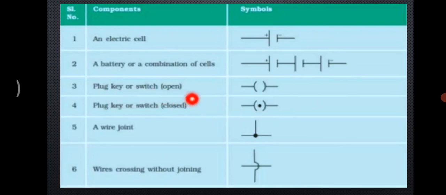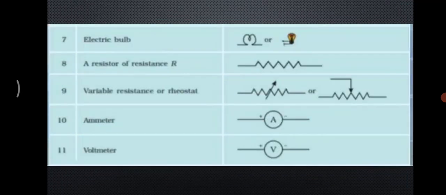The plug key or a switch which is open. Open means it is off. You can see here there is nothing in between, just two brackets connected to the lines, and nothing inside. Whereas a plug key or switch which is closed, or switched on, looks like this. Wire joints are drawn as a T-like structure with a dot over it. For wire crossing, you take a wire and cross it, making a hump over it. These are wire crossings without joints.